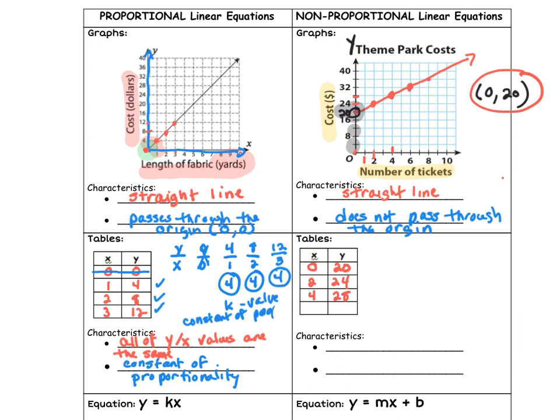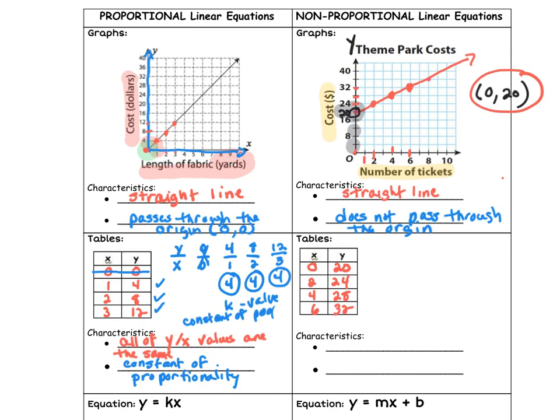And then the last point we'll be able to fit on the table is this point right here. I can see 6 as my x value, and if I look across, that matches up with 32 as a y value. So we've now been able to complete the table based on the graph. And vice versa, if I had the table, I could make the graph.